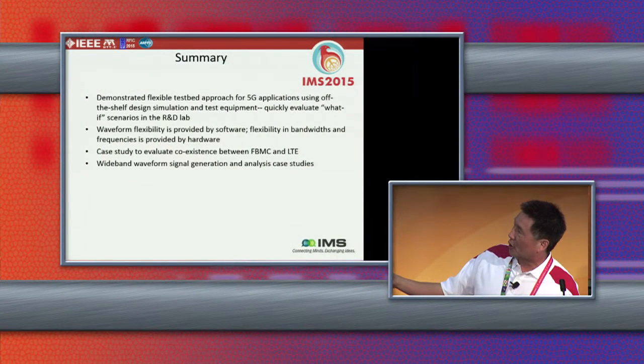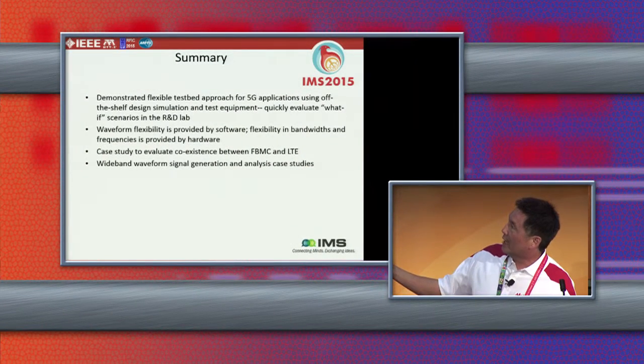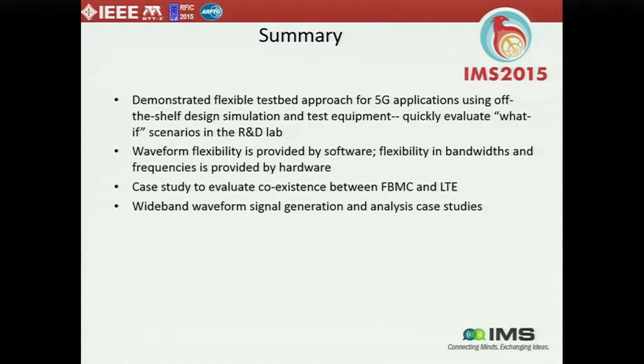The flexibility in terms of the waveform types, both generation and analysis, is provided by software. So that provides flexibility in the types of waveforms that we generate and analyze. The flexibility in terms of the bandwidth and the frequencies of interest is determined by the hardware selection. We took a look at a couple of different case studies. One was down below 6 gigahertz, and this was our coexistence case study between this candidate 5G waveform, FBMC, and LTE, our 4G waveform. And then we looked at some wideband waveform signal generation and analysis case studies at 28 gigahertz and 60 gigahertz.